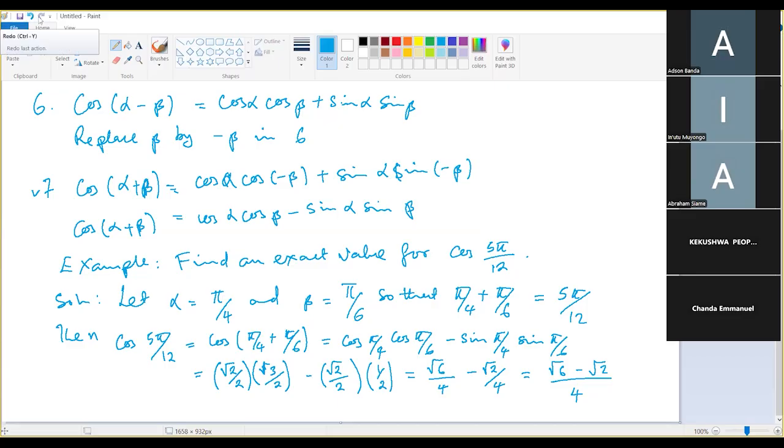Right, so if there is no other clarification, we can move to other identities. So in this case, let me just remove some of these so that we are able to, okay.